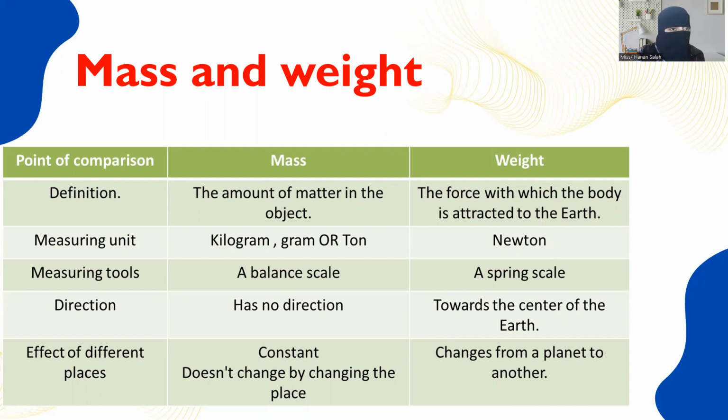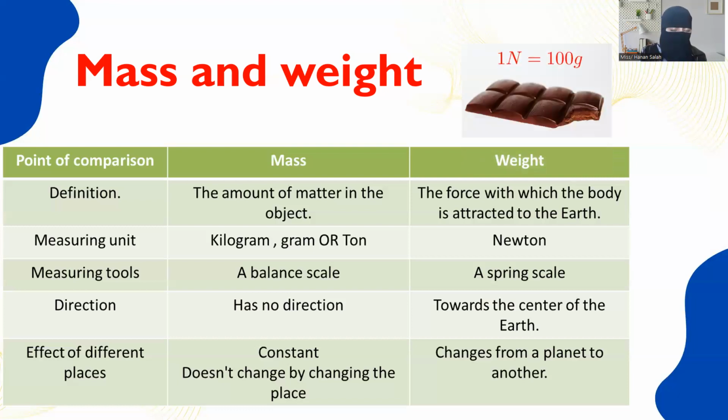Okay, so what about the measuring units? Can you measure the mass by the same units of the weight? Of course, no. For mass, you can measure it in gram, that's equal to nearly 1 paper clip, and kilogram, that's equal nearly the 1 liter of distilled water, and ton, and that's very large. You can measure the huge object by it. So what about weight? You can measure weight in Newton. And Newton is related to the scientist who discovered the gravity. So 1 Newton equals nearly 100 gram.